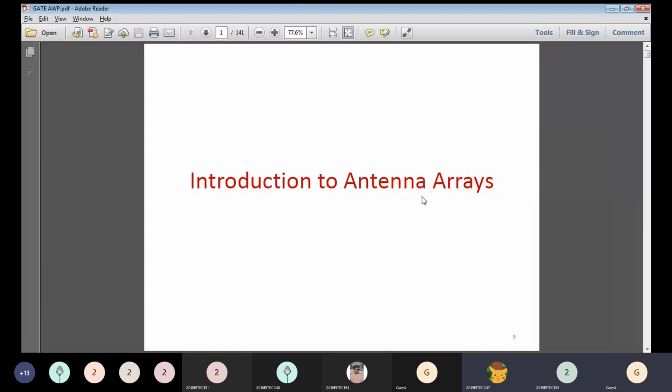Now we have a recap of the previous topic, and then we will enter into the antenna array concept. Today's topic is antenna arrays. In the previous class we discussed the basic fundamental parameters and the dipole and monopole antenna. Now we will see a brief introduction about the previous topic, and then we will go to the antenna array concept. Now we will discuss what an antenna is.